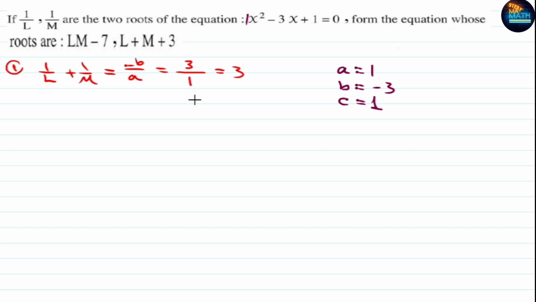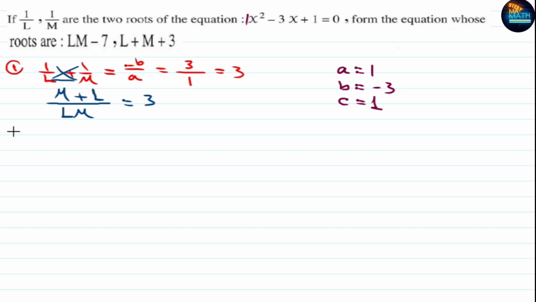Now, go back to the left-hand side. Just make a little bit of change because it's not in the simplest form. How can we simplify it? By using the cross product. L times M is LM in the denominator, and then 1 times M is M, and then 1 times L is L. So M plus L divided by LM is equal to 3 on the right-hand side. Now, that's enough for the first rule.